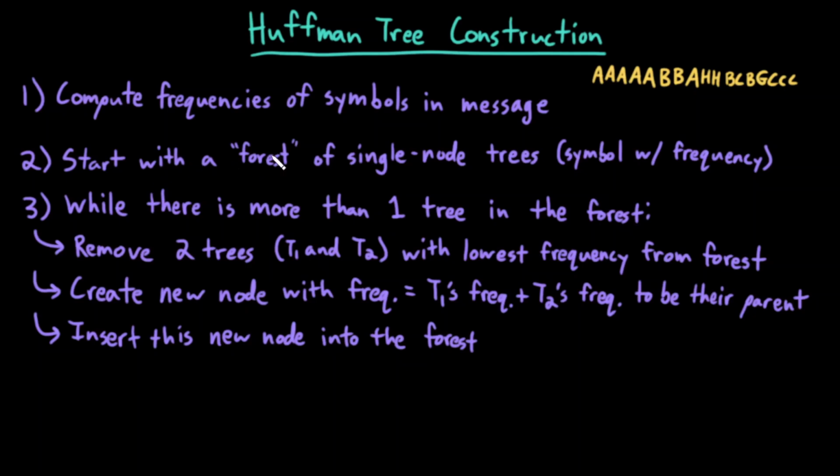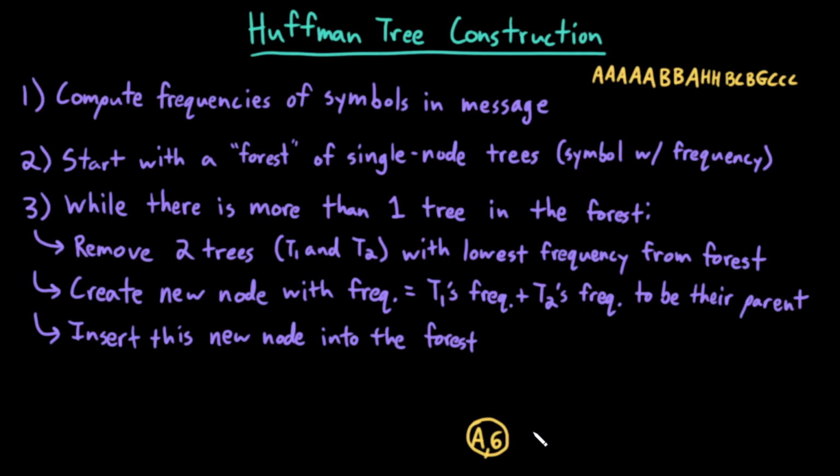Then I start with a forest of single node trees that contain the symbols with their frequencies. So I'll do that first. My symbols, the first one is A. So I'll maybe do this over here. So A has a frequency 6.